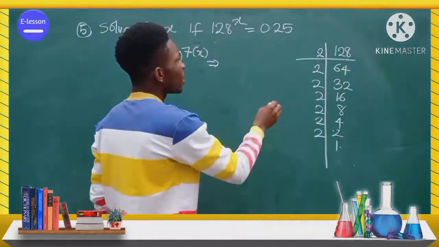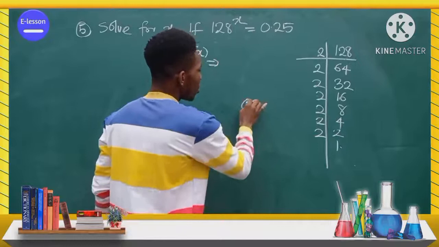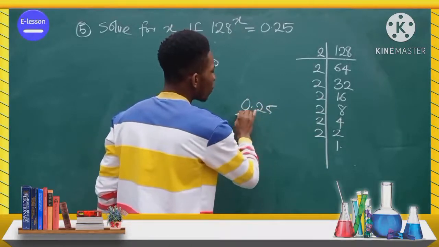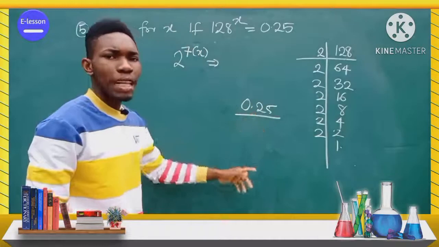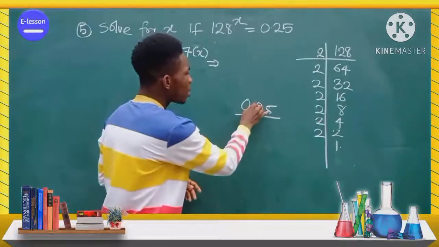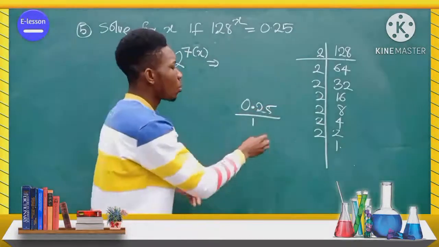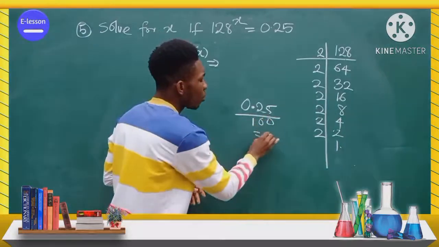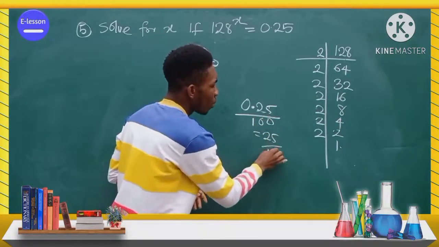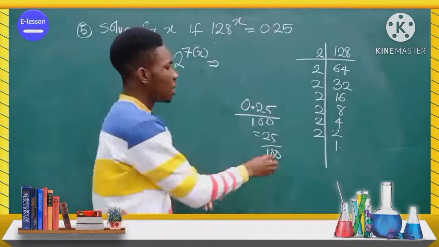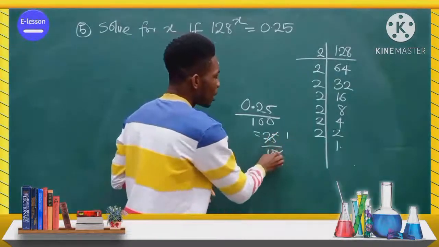0.25 is still the same thing as 0.25. If you want to change it to fraction form, what do you do? You divide by... under this decimal point you put 1, then add 0 to the point under, so you have 0, 0, which is equal to 25 over 100. 25 over 100, if you break it down, this gives you 1 and this gives you what?